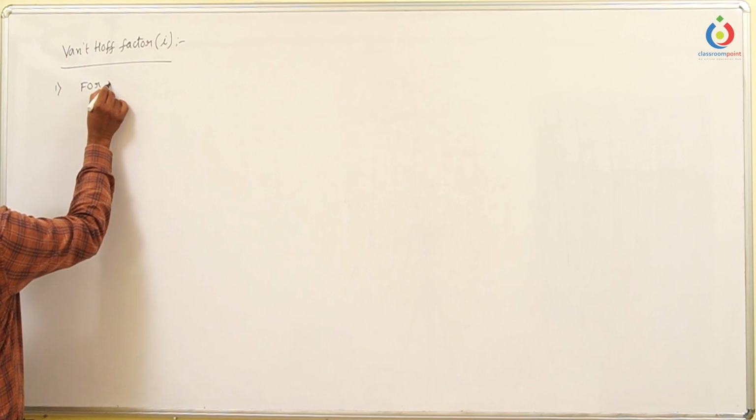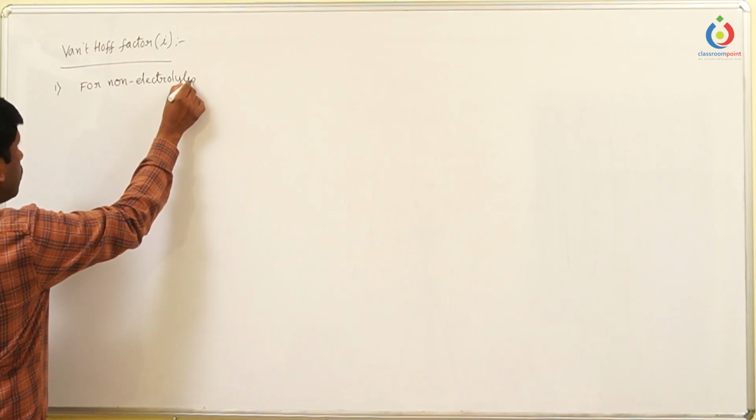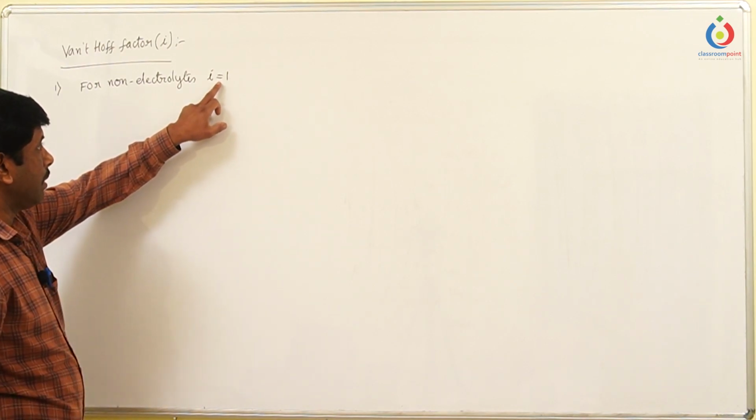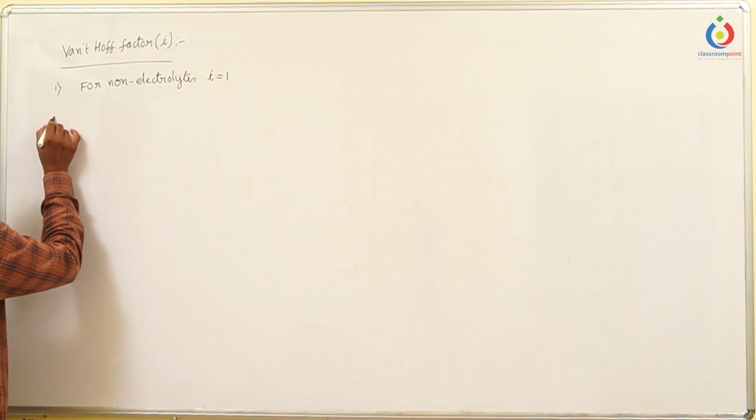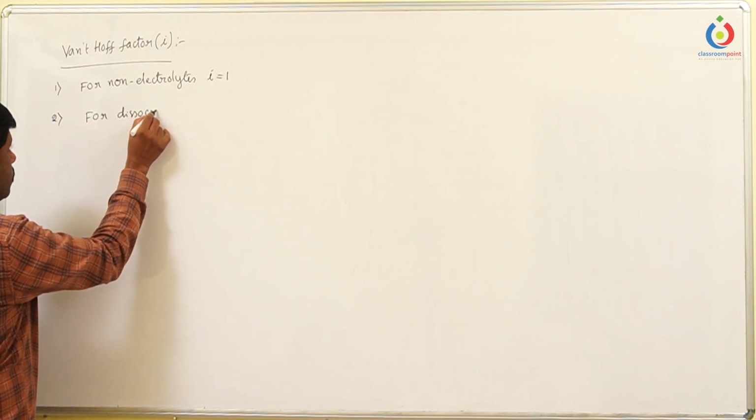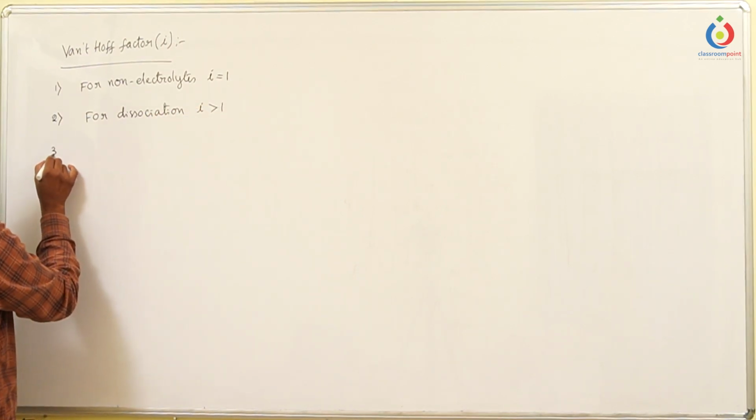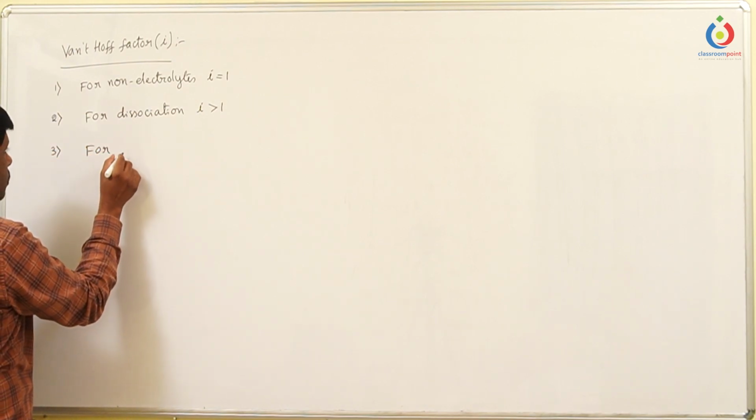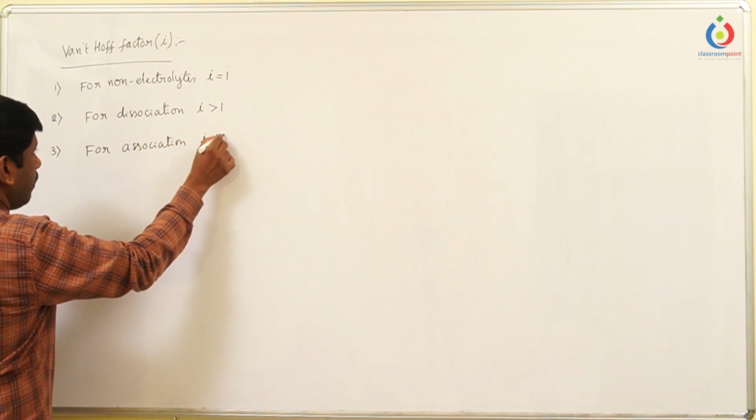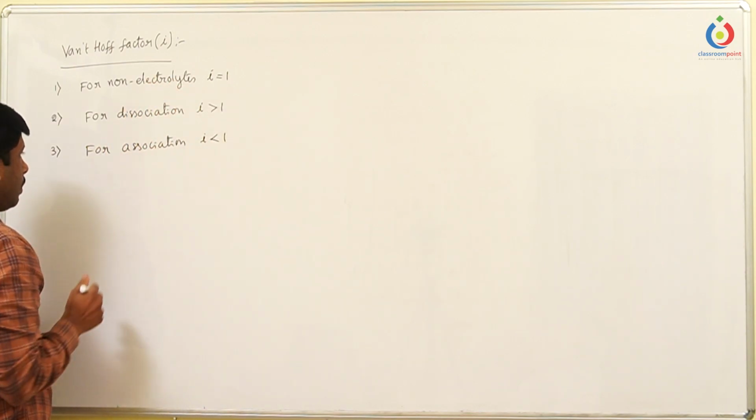For non-electrolytes, the I value is equal to 1. So there is no change in the formula finally because I equals 1. For electrolytes, meaning ions or solutes which participate in dissociation, the I value is greater than 1. And for solutes which participate in association, the I value is less than 1. Now let us see how these values are higher than 1 and lower than 1.